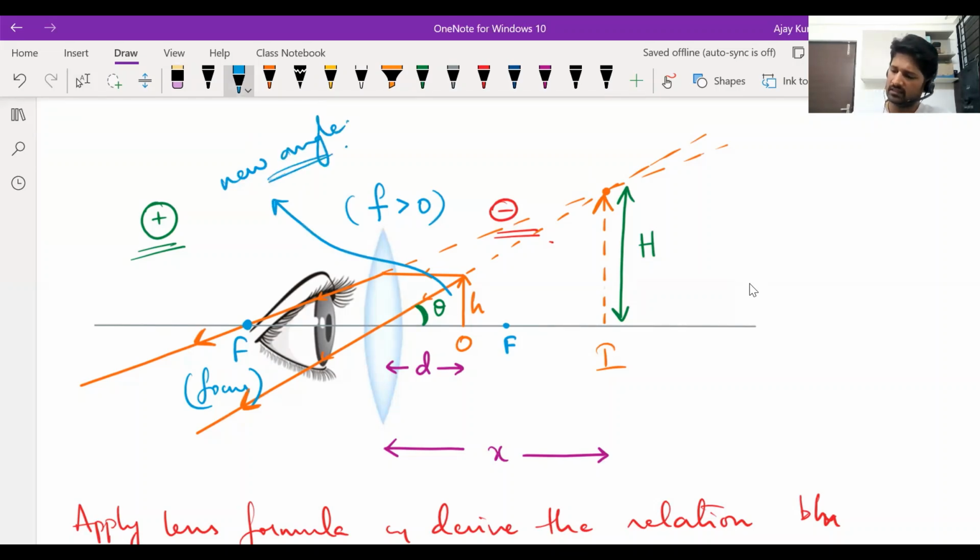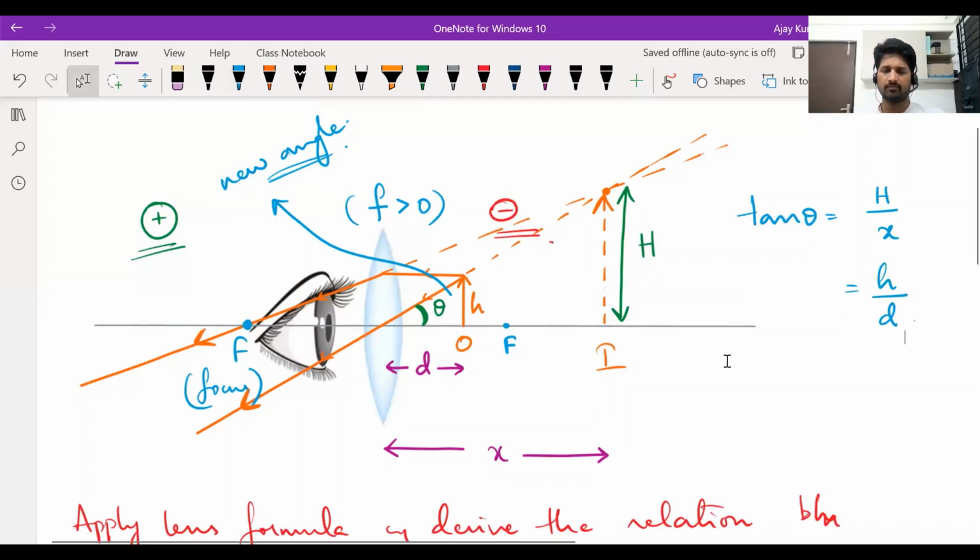Now you can say that tan theta is opposite divided by adjacent. You can say it is capital H divided by X. You can also say it is small h divided by small d. Yes or no? Yes, sir. Okay. So the new angle subtended on the eye when seen through the simple microscope is small h divided by small d. But when we look at the object with the naked eye, it was small h divided by capital D.